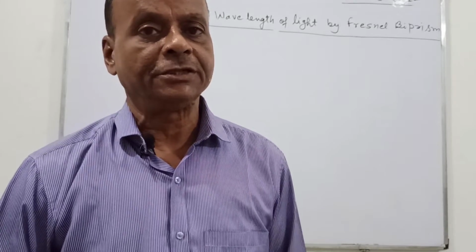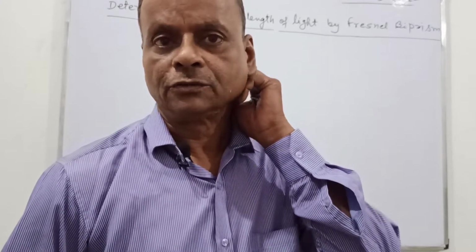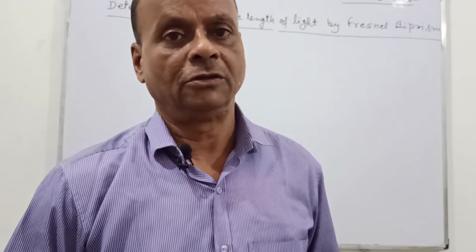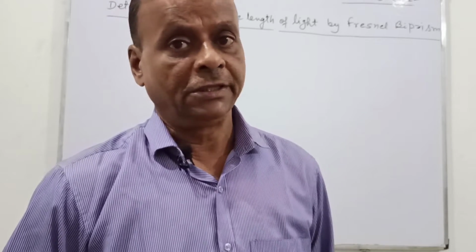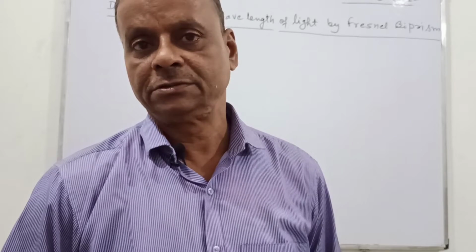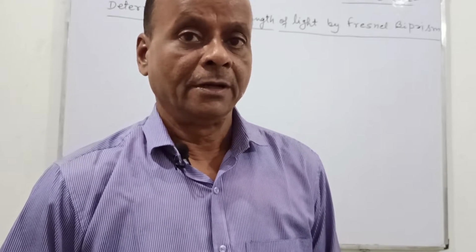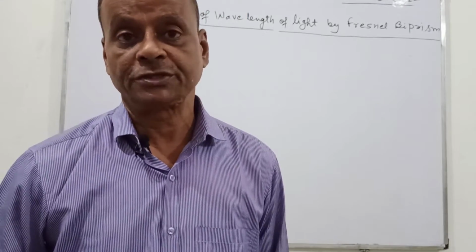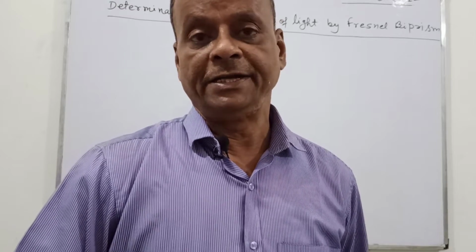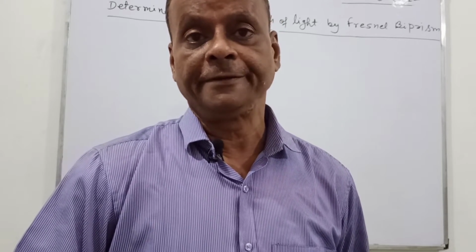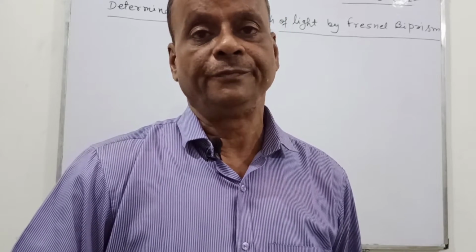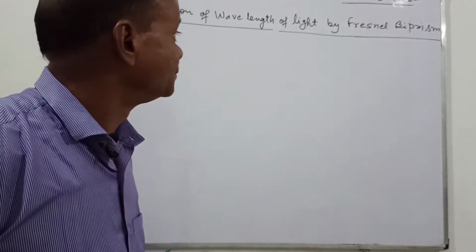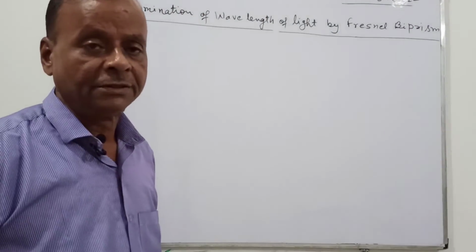I will tell you the application of Fresnel biprism. The application of Fresnel biprism is to determine the wavelength of the light used in interference of light. As I have told you, this is the optical device to produce the interference of light, and it produces the two coherent light sources by division of wavefront. This I have told you in the earlier video. So now I will tell you how to find the wavelength of light.